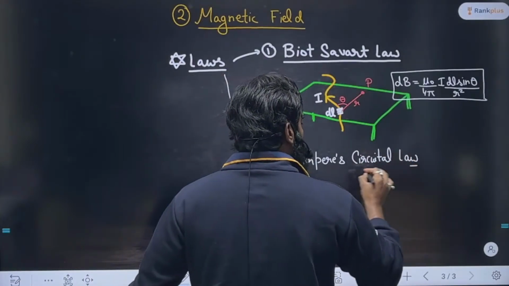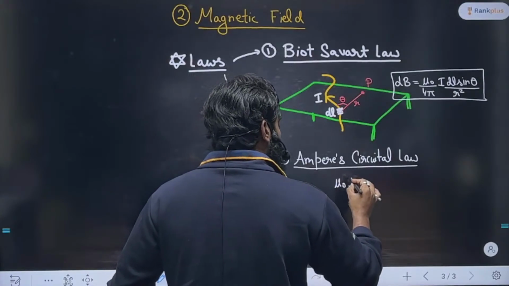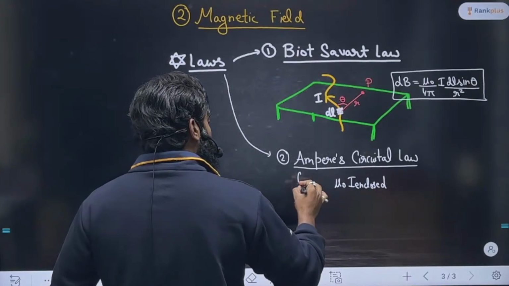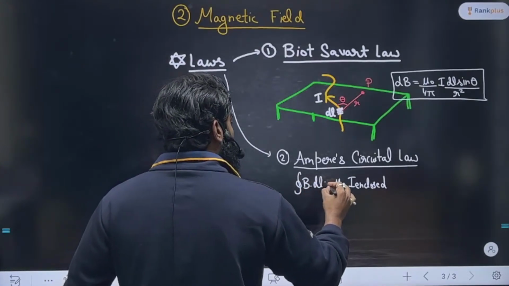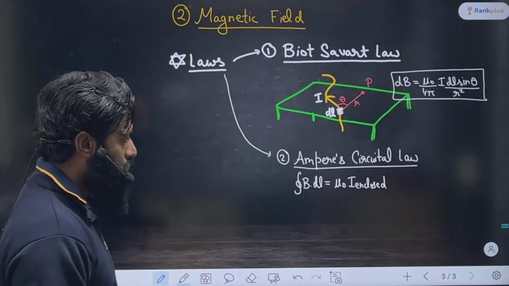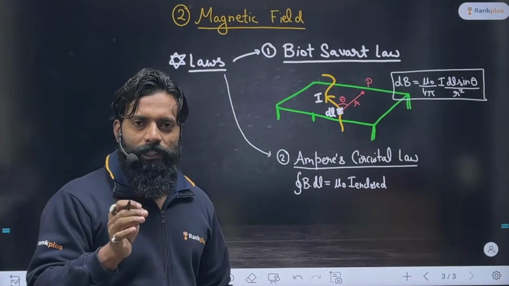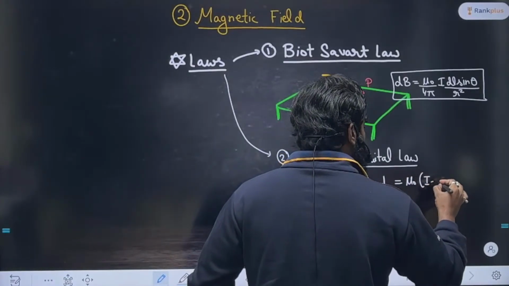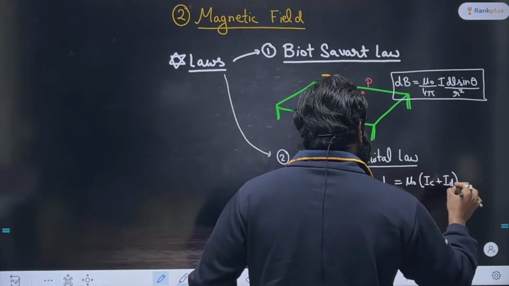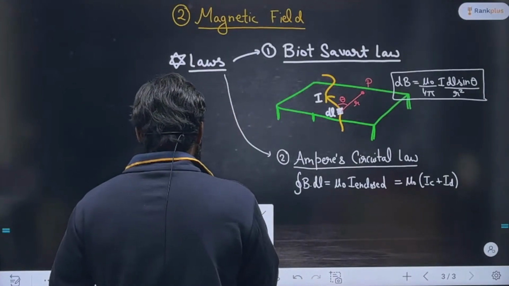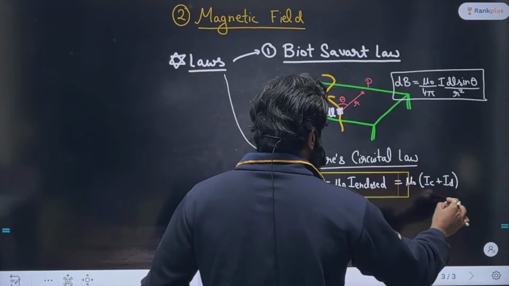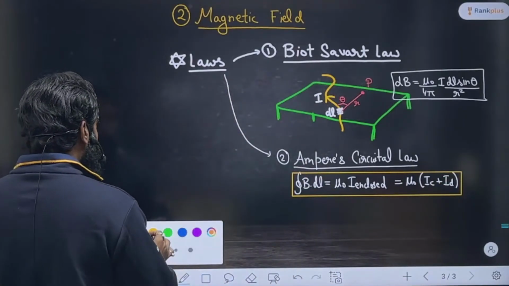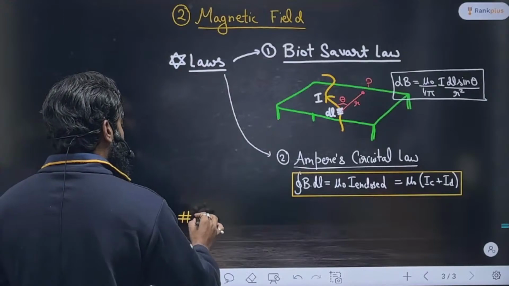In this Ampere circuital law, we say that the integral of B dot dl is equal to mu naught I enclosed. Okay, now in a later chapter, you will study that this I enclosed will be equal to the conduction current plus the displacement current. So this is the ultimate Ampere circuital law which you have to remember.